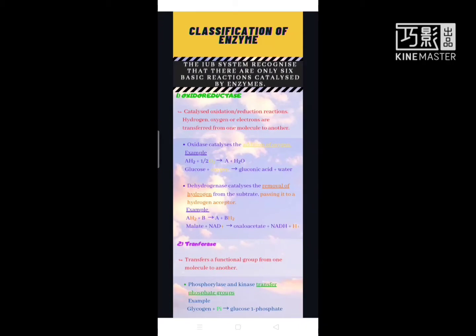The first reaction is oxidase, which catalyzes the addition of oxygen. For example, glucose plus oxygen will produce gluconic acid and water. The second reaction is dehydrogenase, which catalyzes the removal of hydrogen from the substrate, passing it to a hydrogen acceptor. For example, malate plus NAD+ will produce oxaloacetate and NADH and hydrogen acceptor.